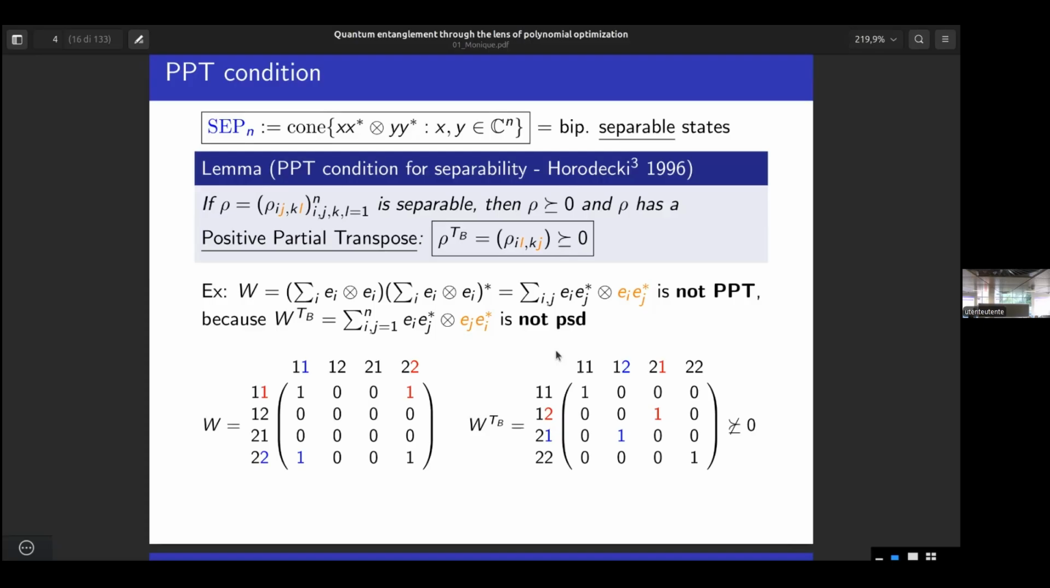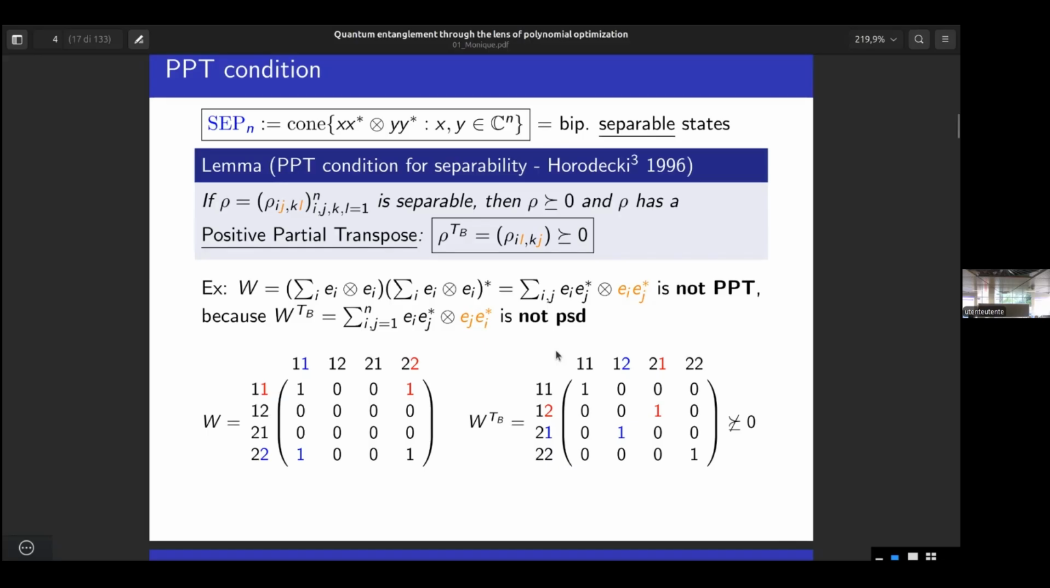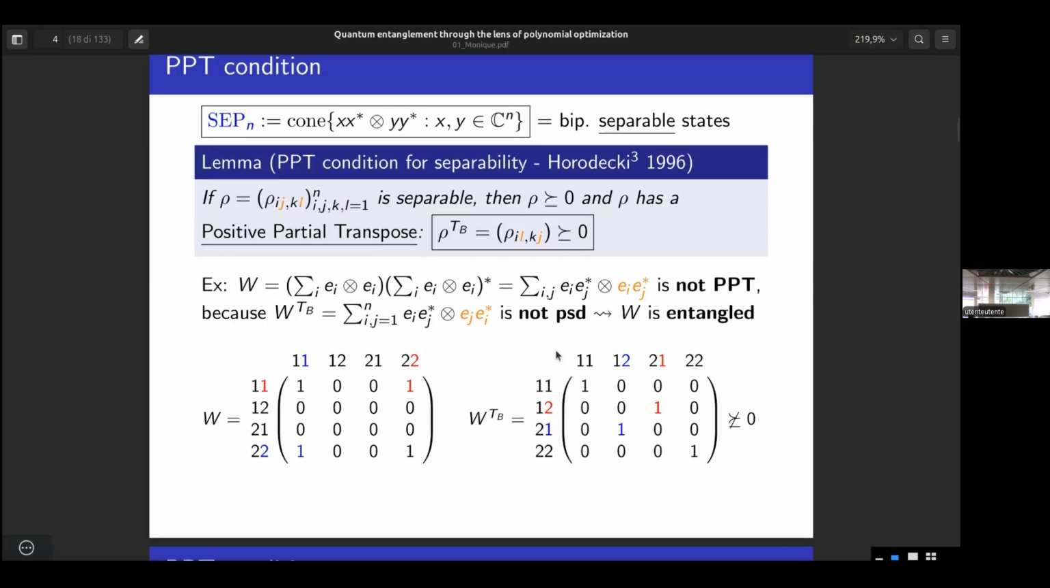So this is how the state W would look like. It has a 1 at position 1, 1, 2, 2. And when you take the partial transpose, the 1 is flipping to the position 1, 2, 1. So this one is PSD. This one is not positive semi-definite because of the diagonal, so the PPT condition is not satisfied, so W is entangled, and this is actually one of the maximally entangled states.